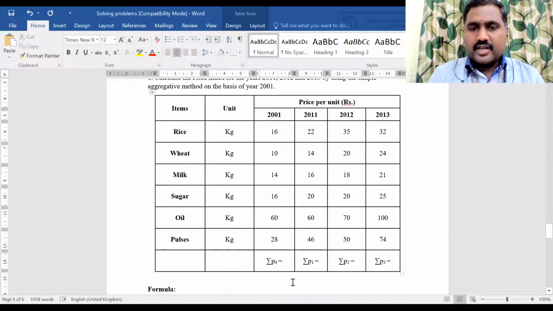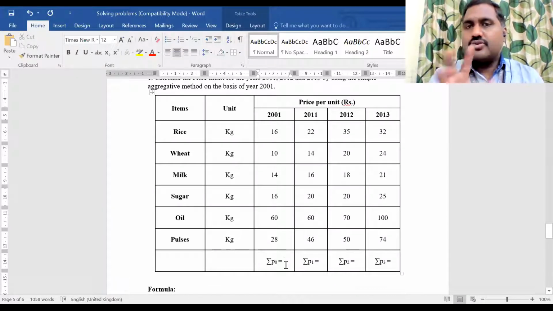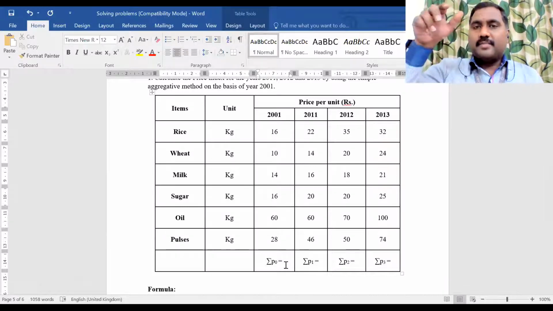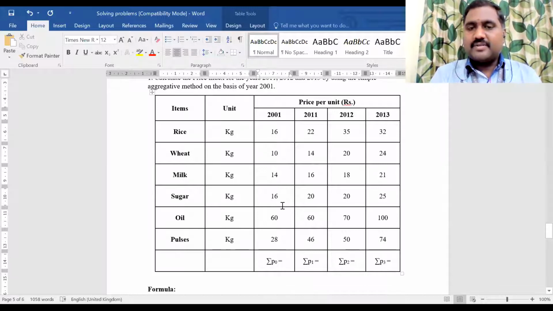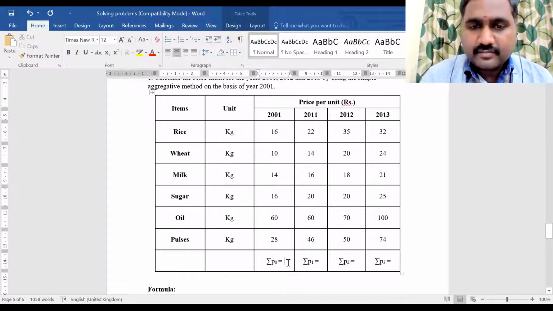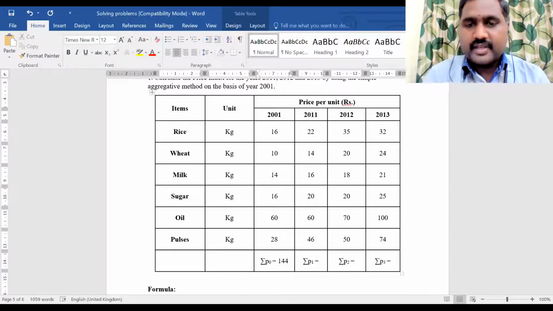So 2001 is the base year. We need to find the summation of P0. P0 is, as I told you, the summation of all the prices. So you have to add all the prices: 16 plus 10 plus 14 plus 16 plus 60 plus 28. What is that value you're getting? Anyone? 144. Okay.